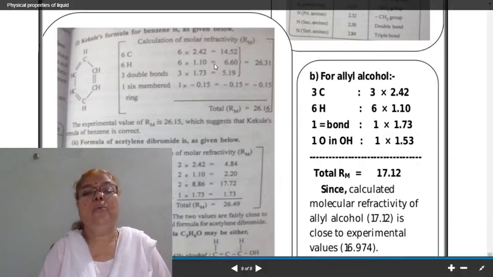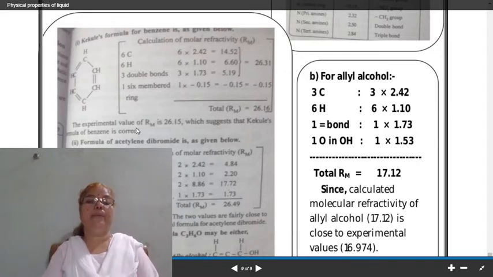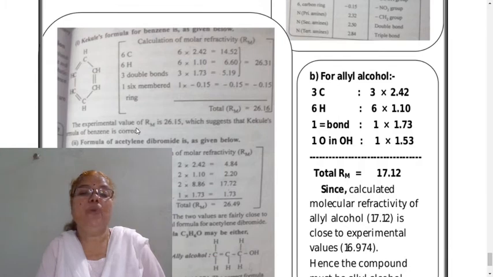Then here we sum up all these values, they become equal to 26.31. Minus this 0.15, we get the calculated molar refractivity for benzene, it is 26.16, and the experimental value of molar refractivity it is 26.15. This suggests that the Kekule's formula of benzene is correct.